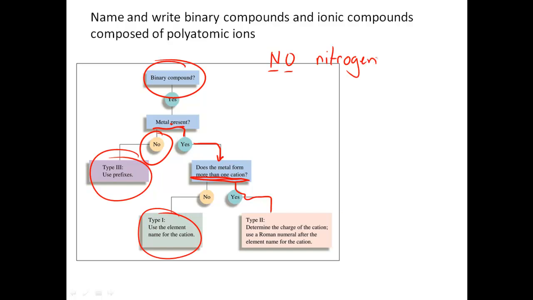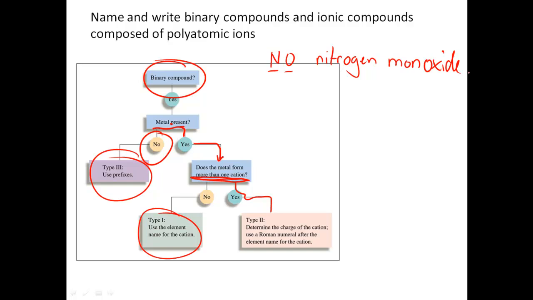We just put the name of the first element. Then we put the base name of the second element. We know that that's oxygen. And, we always, for the second element, use a prefix that tells us how many oxygen atoms are there. There's one oxygen atom. So we're going to say monoxide.